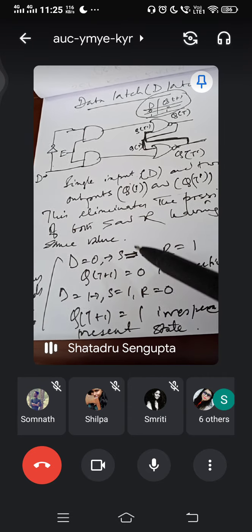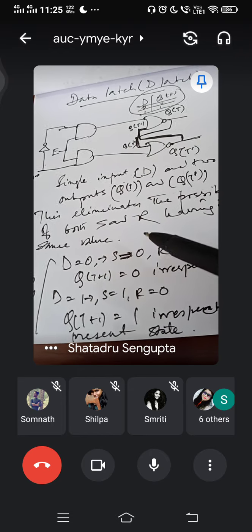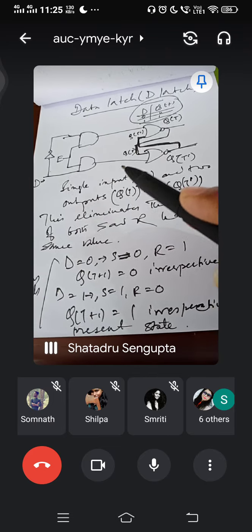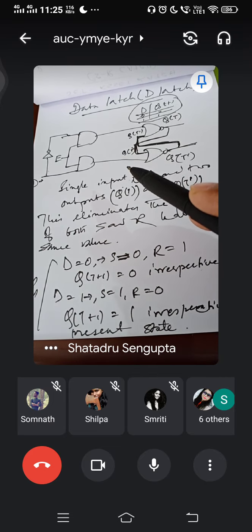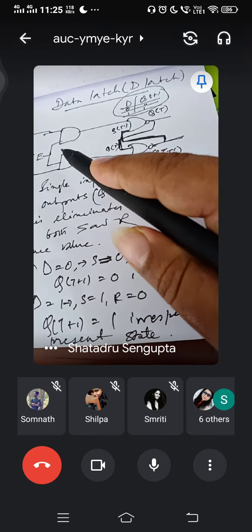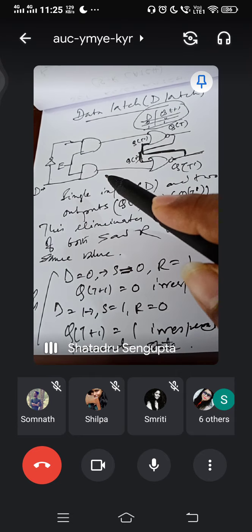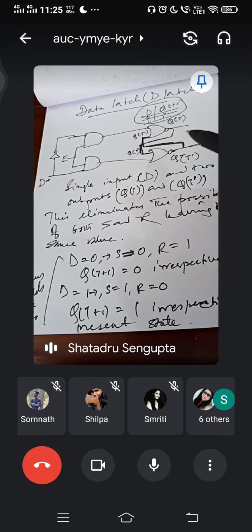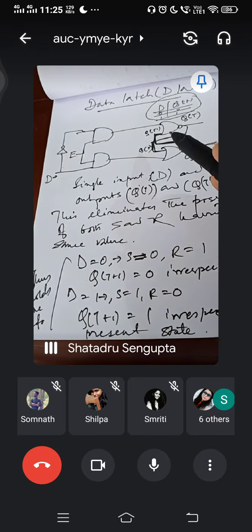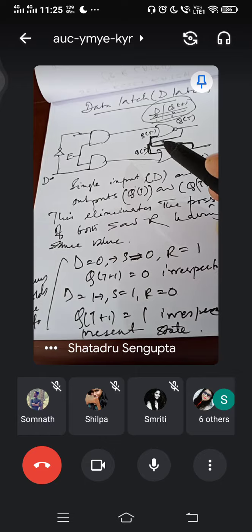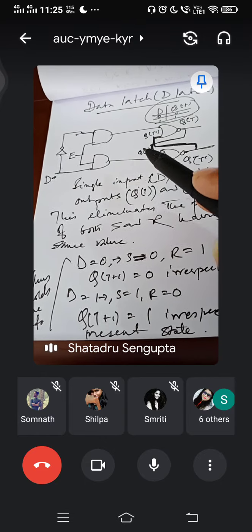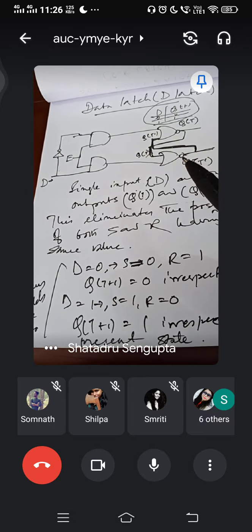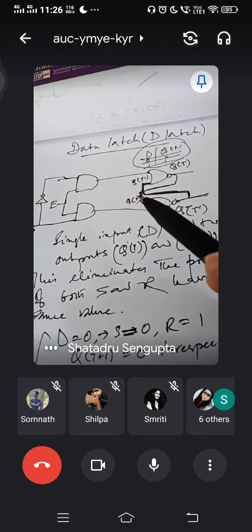So it is nothing but a data latch, because whatever data you are putting in, as long as it is enabled with 1, you will receive that at the output end. Put a 0, you get a 0, put a 1, you get a 1. So that means it is akin to storing it in memory. So this is how the D latch works.